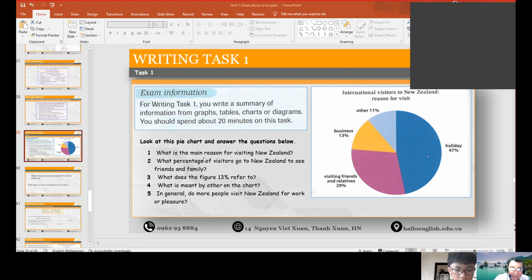So again, the main thought of question number 1 is main. So when you say main, what does it mean? It means the more reason people visit New Zealand. Very good. Okay. So that means the most number of visitors to New Zealand. Okay. So what was their reason? The main reason for coming to New Zealand.